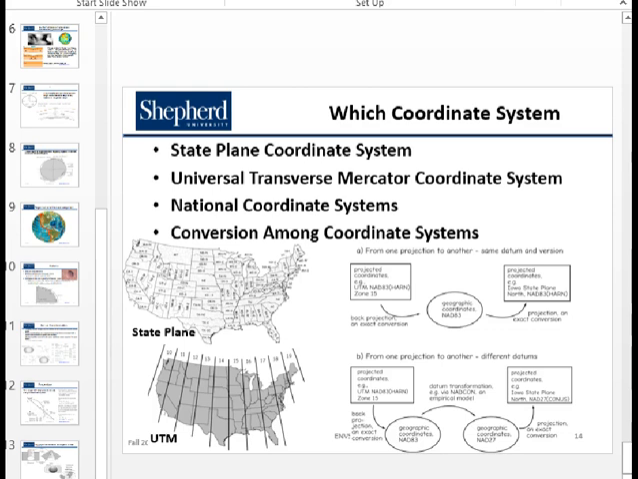National coordinate systems. Many governments have adopted a standard projection for nationwide data, particularly small and mid-sized countries where distortion is limited across the spanned distances.